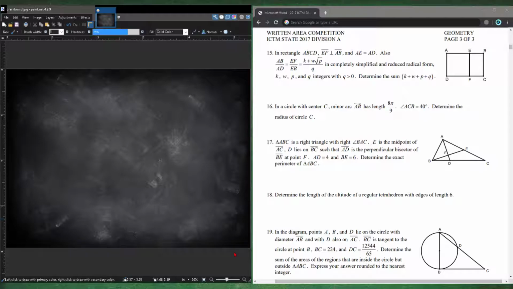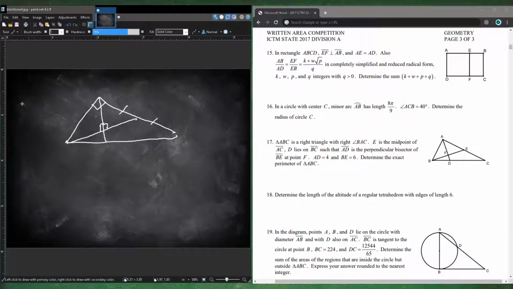Number 17. Triangle ABC is a right triangle with BAC as the right angle. Okay. So let's kind of draw this out. So this is a right triangle. And E is the midpoint of AC. So this is a median. So this is E. So this is equal to this. And D lies on BC such that AD is a perpendicular bisector of BE at F. Okay, so something like this, even though it doesn't look like a perpendicular bisector, right?